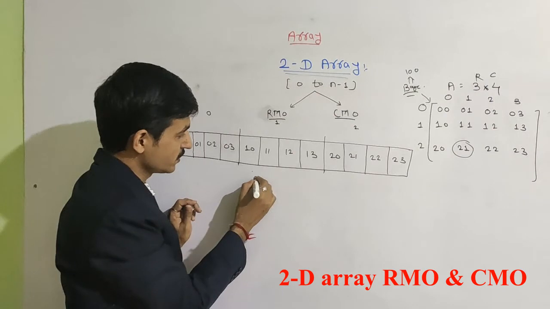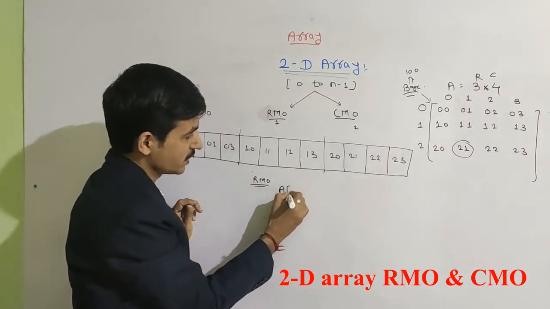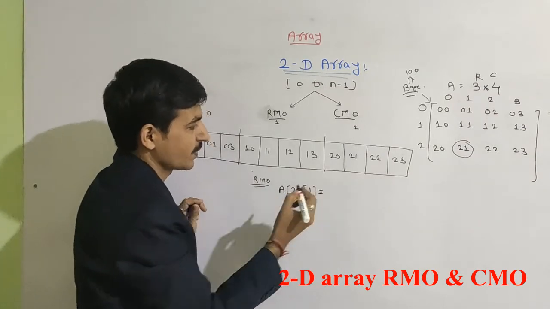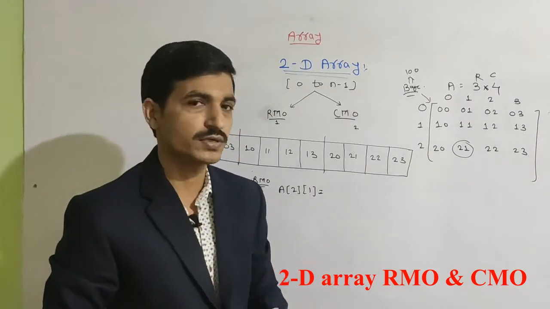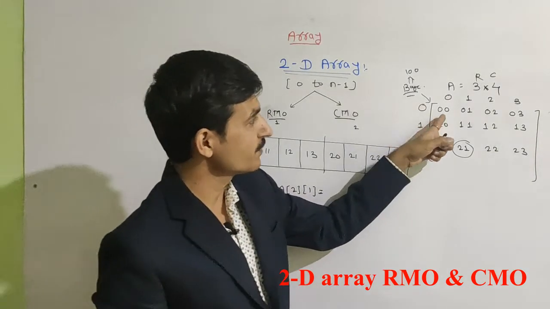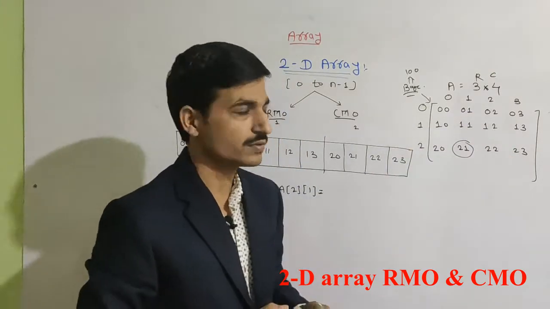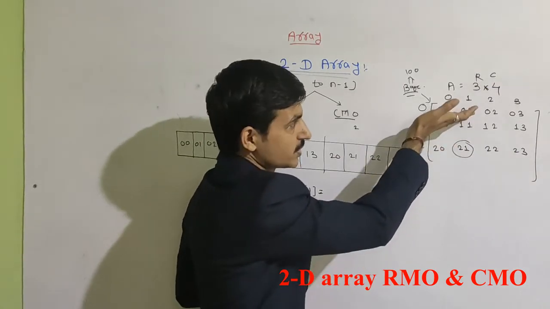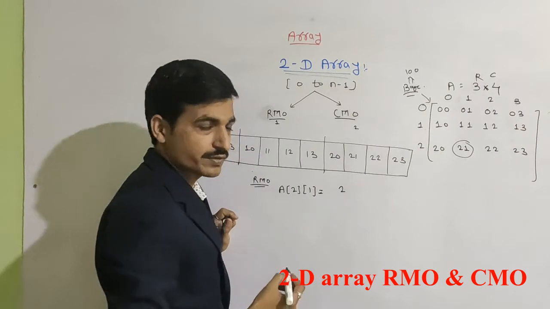So first we will talk about the row major order, and I have to find out the address of this location 2, 1. This is very simple. To find out the address of any particular location in a two-dimensional array, first of all, we'll check how many rows are before this row. So there are 2 rows.